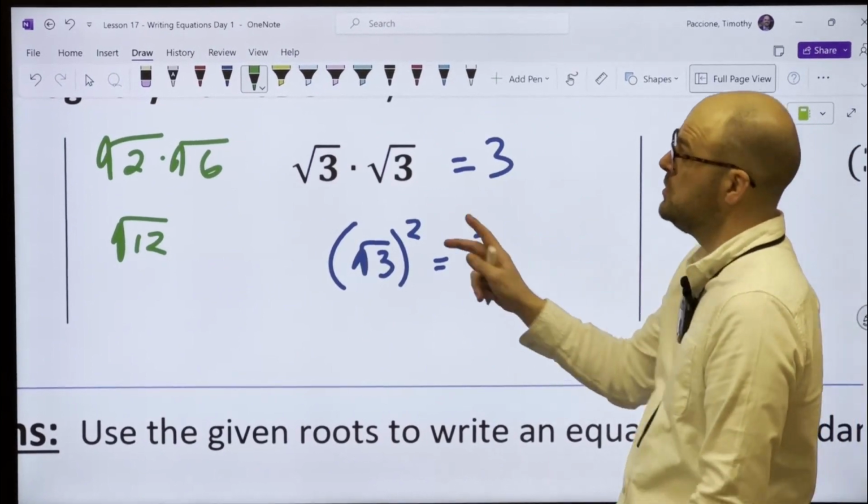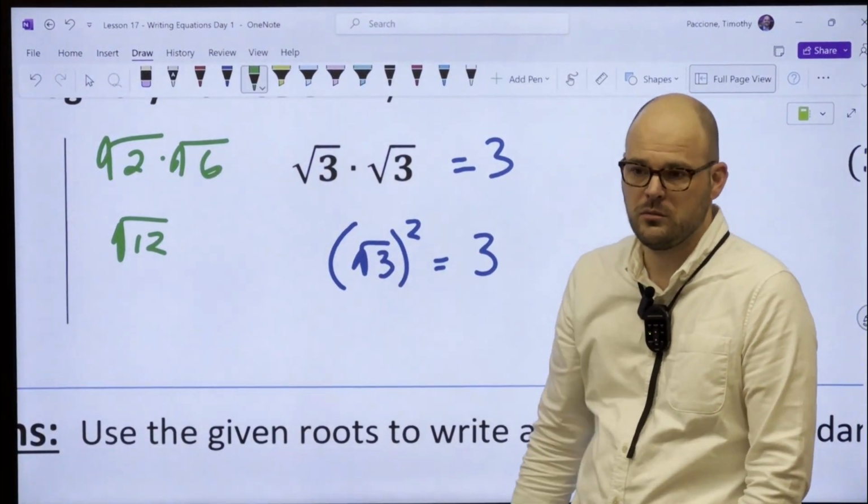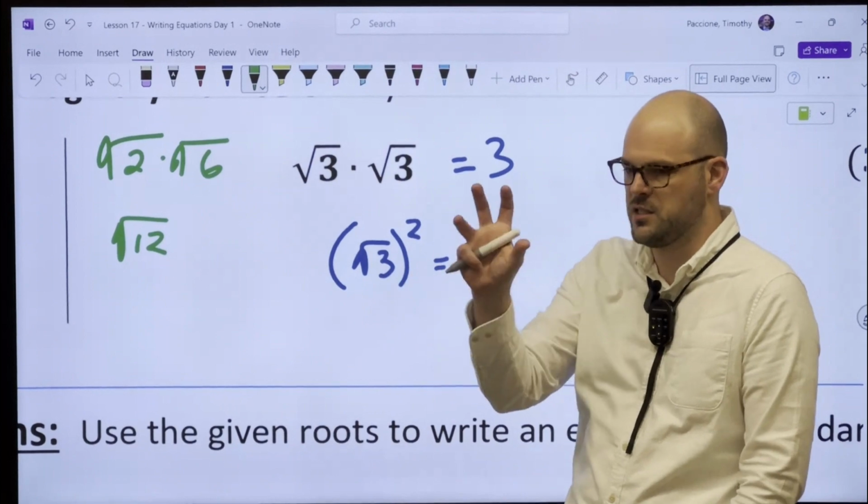It's going to come up, so just make sure you remember that. You'll be golden. Just square root of something times square root of the same thing is the number underneath.